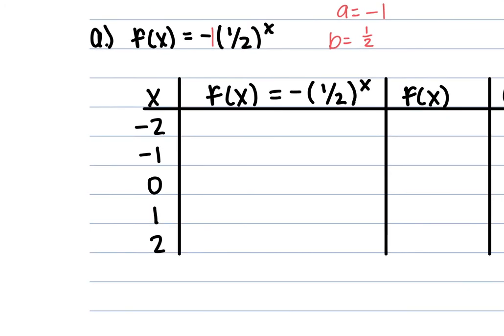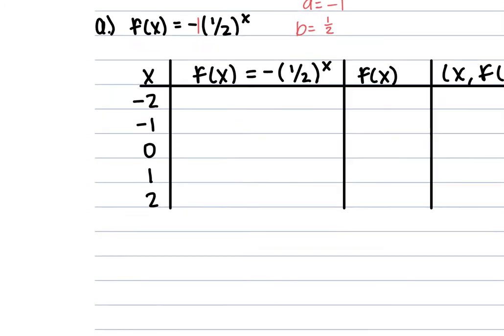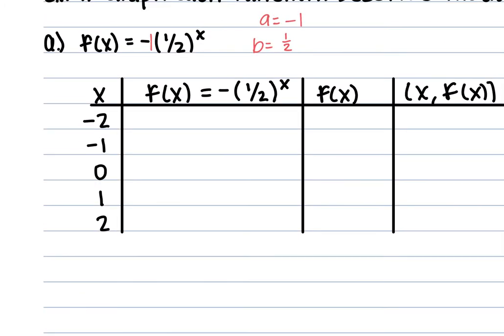All right, so plug and chug, all right? We're going to plug in 2, we're going to plug in 1, we're going to plug in negative 1, we're going to plug in negative 2, and we're going to plug in 0, okay? So f of 2 equals negative 1/2 raised to the second power. 1/2 times 1/2 gives me 1/4. So this is negative 1/4.